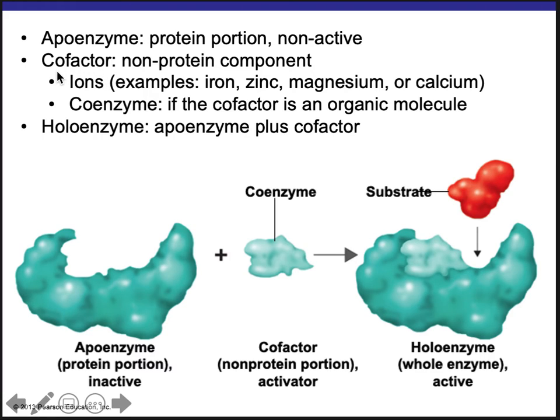And so unless it has the cofactor, in this picture, it's a coenzyme. And once that cofactor is bound to the enzyme, it creates the rest of that active site. And now this entire unit, the apoenzyme and the coenzyme, are referred to as the holoenzyme, as in whole, right? And now it's active.